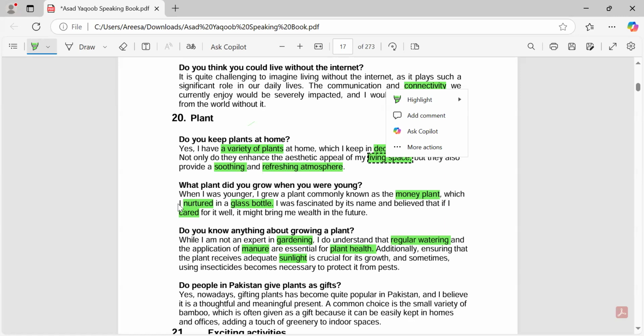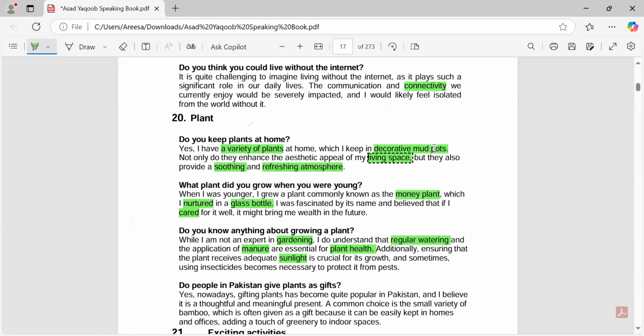So what is another thing? Let's read the second question. What plant did you grow when you were younger? When I was younger, I grew a plant commonly known as money plant, which I nurtured. Okay, nurtured is another word which we can use. In a glass bottle.